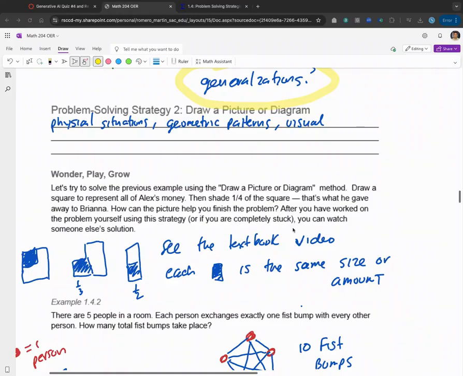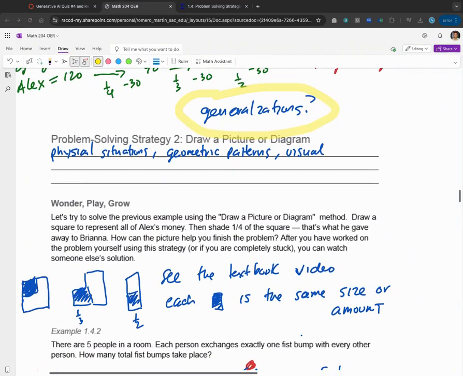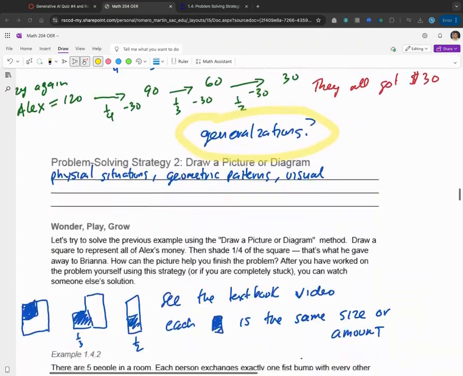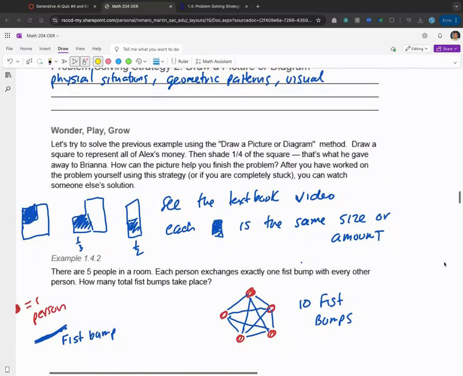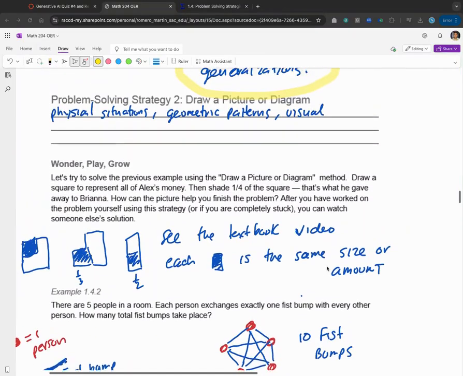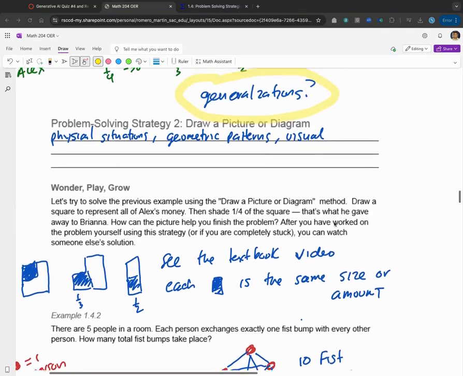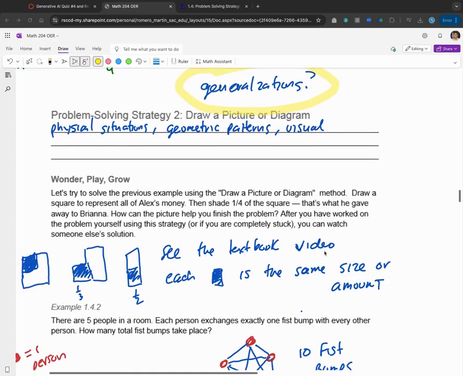A second method we want to explain or show you, introduce you to, is drawing a diagram. So in addition to just guessing and trying something, let's draw something out. We have a physical situation or a geometric situation or some visual patterns here that you need to understand better. What we would do is draw it out. Just start drawing things out.